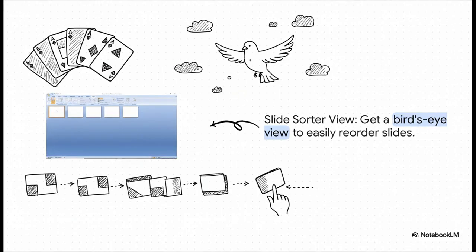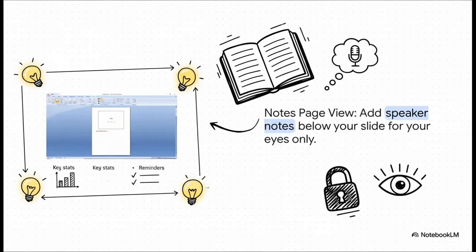But sometimes you need to zoom out and see the whole forest, not just the trees, right? That's what Slide Sorter View is for. It gives you this awesome bird's eye view of everything, kind of like a storyboard. You can see if your story flows and just drag and drop slides to rearrange them. Super easy. And this is your secret weapon for presentation day, the Notes page view. Down here, below the slide, you can type out your script, little reminders, key stats, anything you need. The best part? It's for your eyes only.